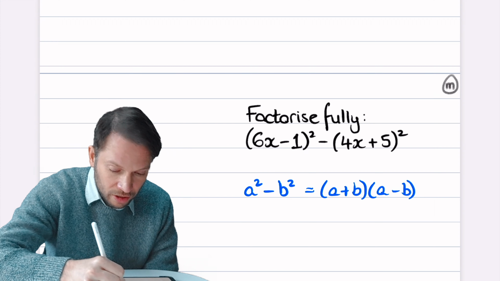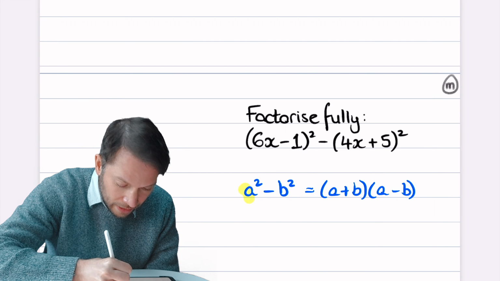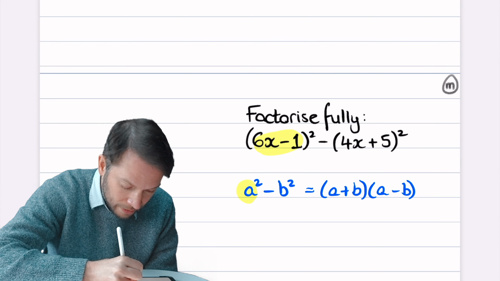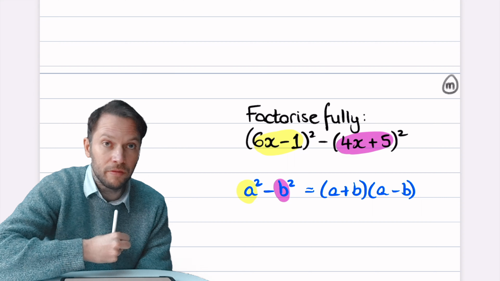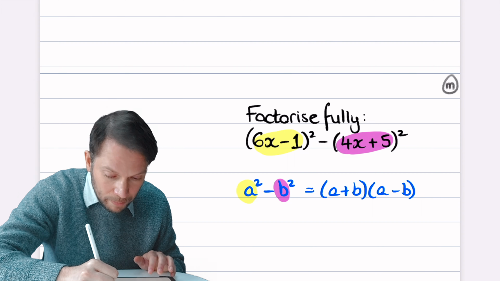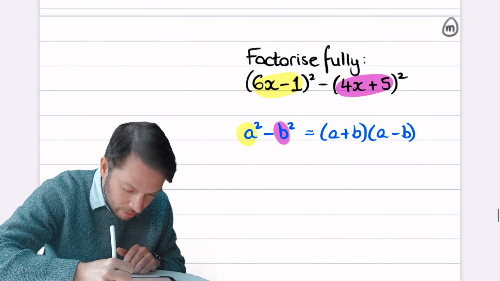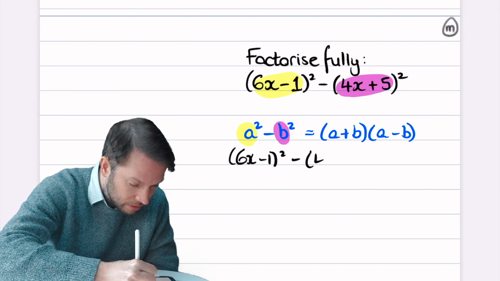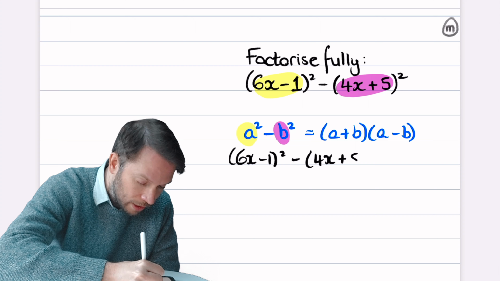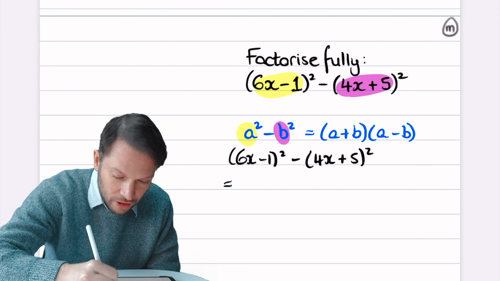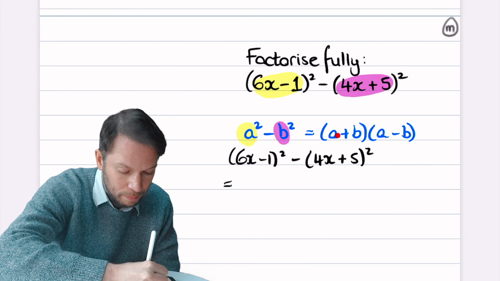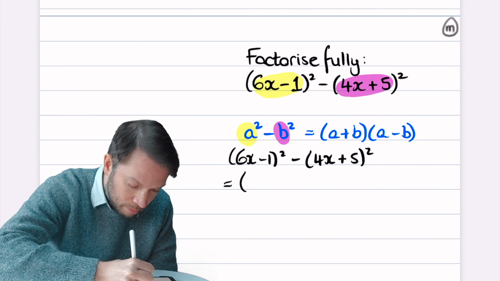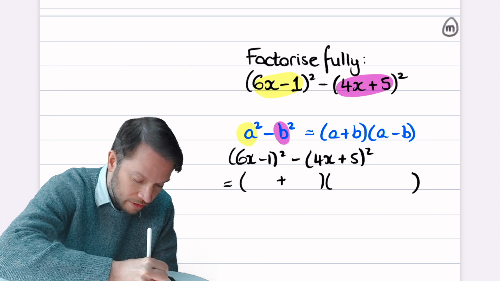So what we can do is we can basically make the a here the 6x minus 1, and we can make the b here the 4x plus 5, right? So that means when we factorise this, so 6x minus 1 squared minus 4x plus 5 squared, just like we have here, we're going to have two brackets, plus in the middle, minus in the middle.